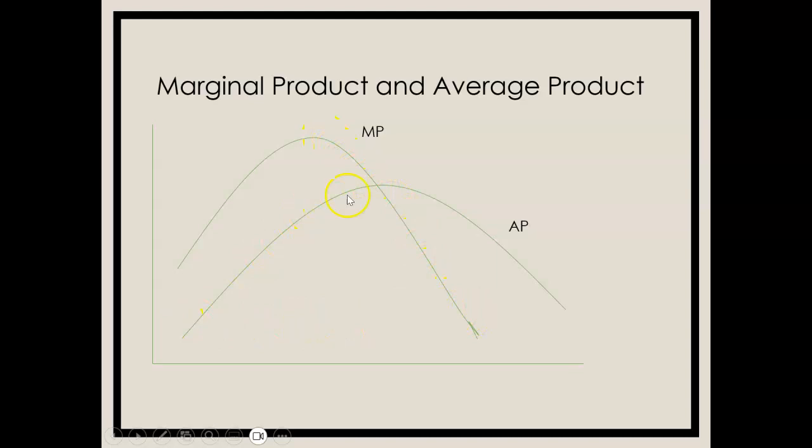And here's our average product curve. When marginal product is greater than average product, average product is increasing. When marginal product is less than average product, average product is decreasing. And in between those two areas, marginal product passes through the maximum of the average product curve.